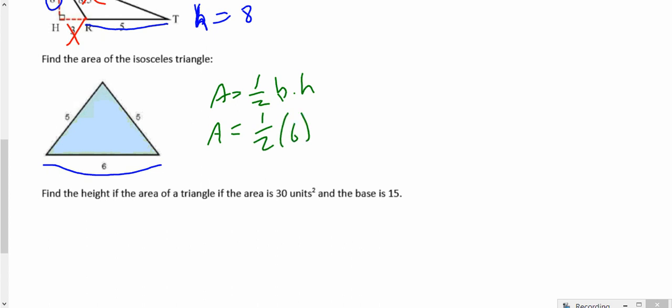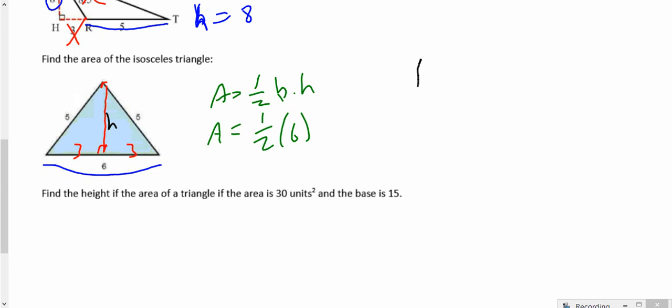Now there is no height in this shape, but we do know that it's an isosceles triangle, which means if I drop down a height from this point at a right angle to the base, we create two right triangles. Now the line that comes down there then is considered to bisect that base, so we have 3 and 3. So we can do Pythagorean theorem to find out this height.